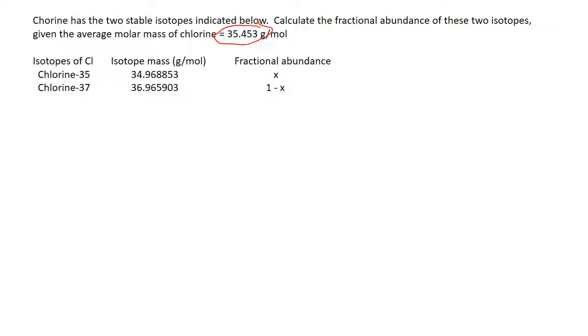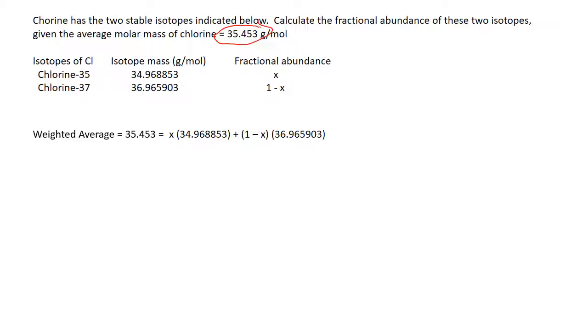So now I can calculate my weighted average. I'll take the isotope mass of chlorine 35 times its abundance, add to it the isotope mass of chlorine 37 times its abundance, and that will equal my weighted average. Now in this case, I already know the weighted average. The weighted average is 35.453. So that will equal X times 34.968853 from chlorine 35, plus 1 minus X times 36.965903 from chlorine 37. All that remains then is to calculate through algebra my value of X.